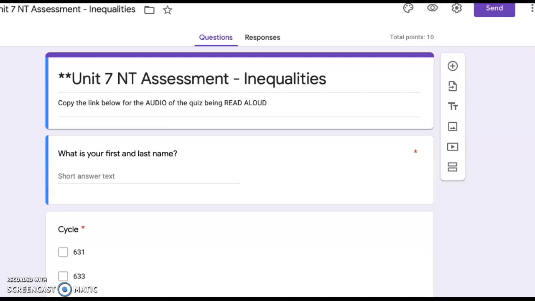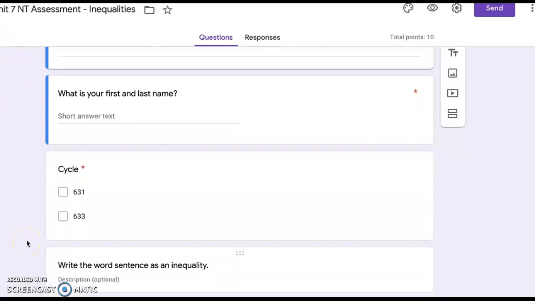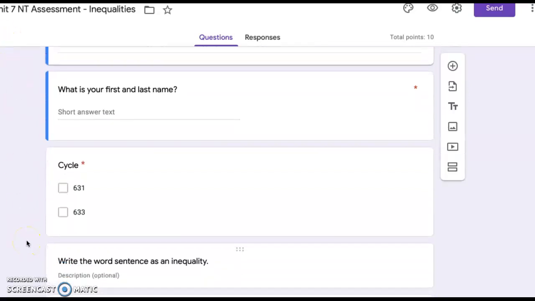Unit 7, Assessment, Inequalities. What is your first and last name? Now you must select your cycle number.